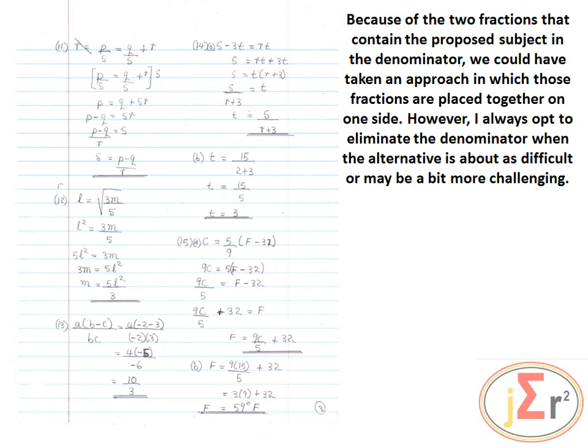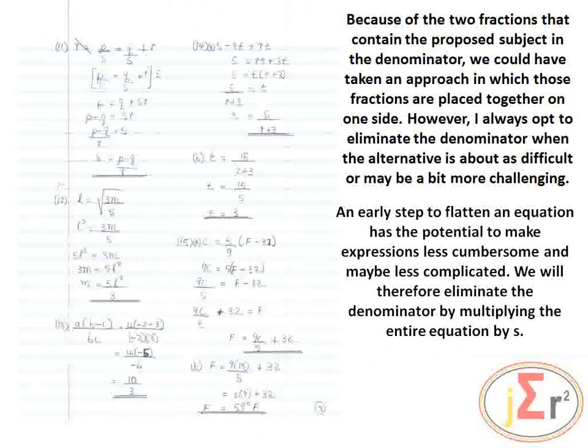I am saying I usually opt to eliminate the denominator when the alternative is about at the same level of difficulty, or maybe a little bit more challenging. There is no doubt that the difficulty is not with the logic of the problem. The difficulty will be with how cumbersome the expression is, and I am opting to go with the one that is less cumbersome, and that I achieve by eliminating the denominators.